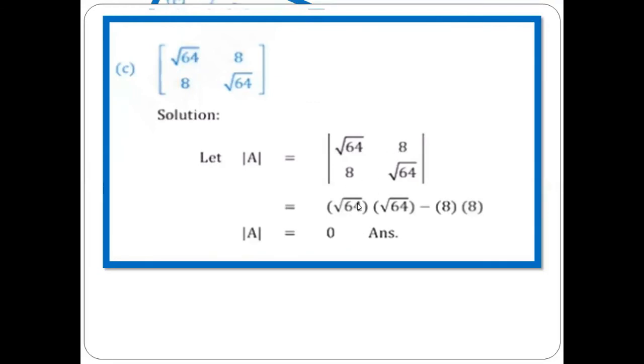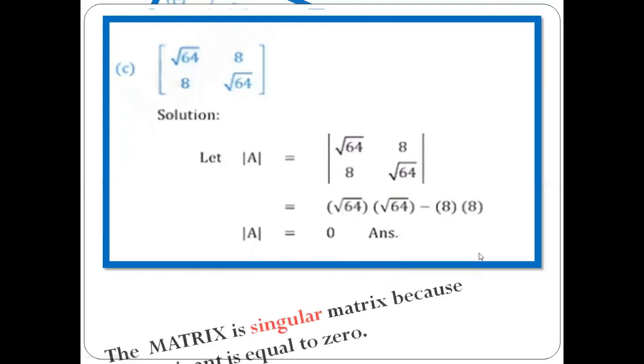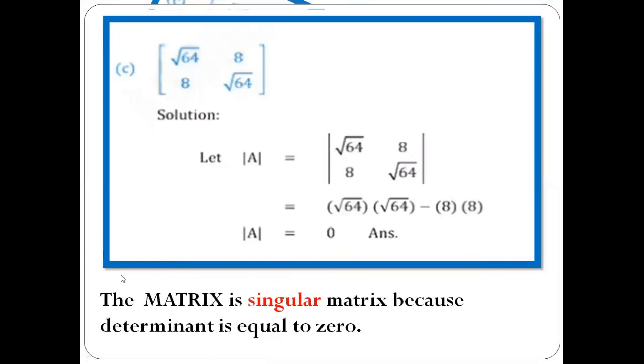Root 64 and root 64, when you multiply, you will get 64. And then 8 8s are 64. 64 minus 64 you will get 0 here. So what will be your result? This matrix is a singular matrix.